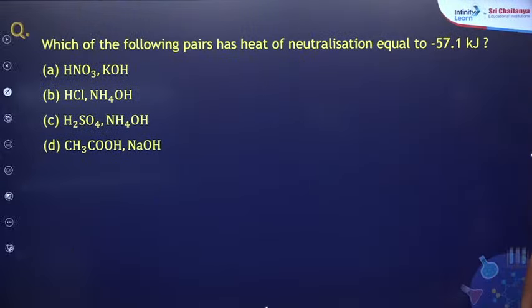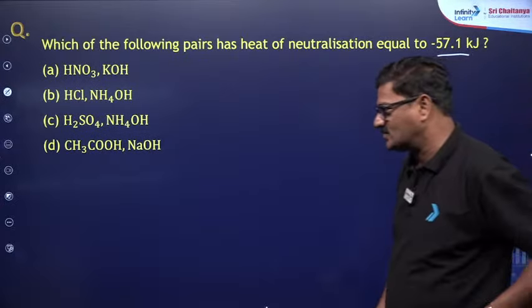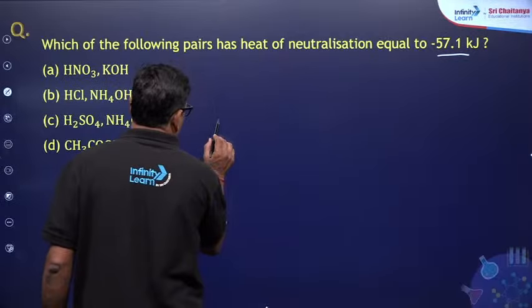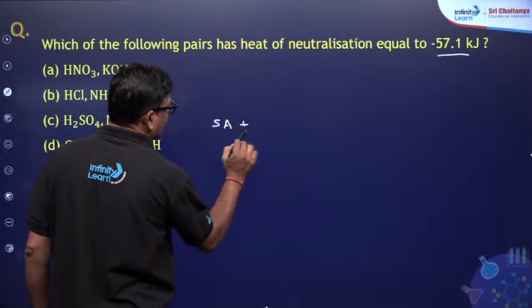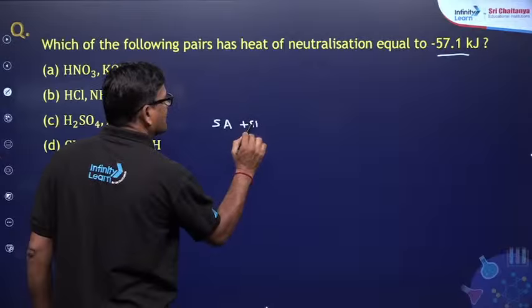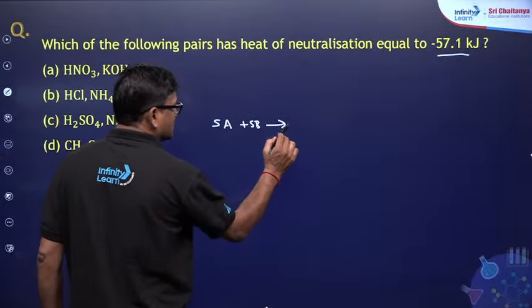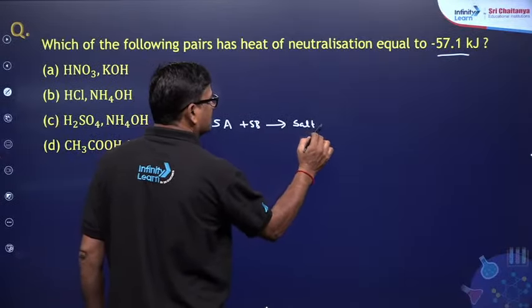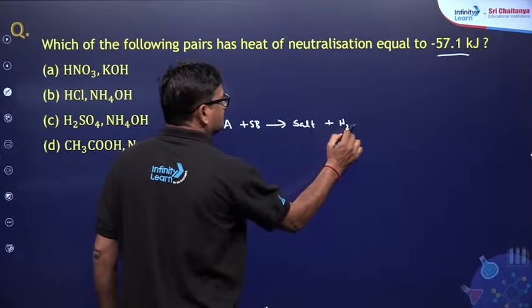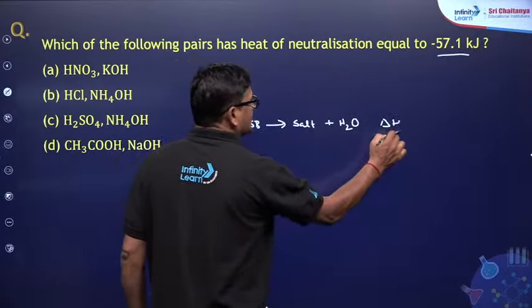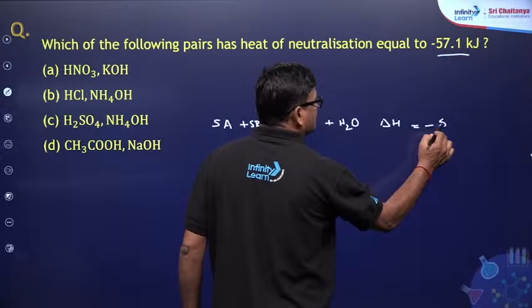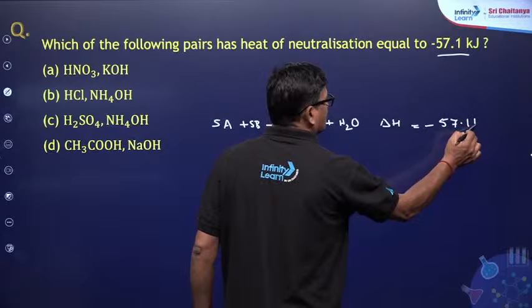And you can see one more. Which of the following pair has heat of neutralization equal to 57.1? You know, whenever a strong acid and a strong base combine to give rise to salt and water, delta H is equal to minus 57.1 kilojoule per mole.